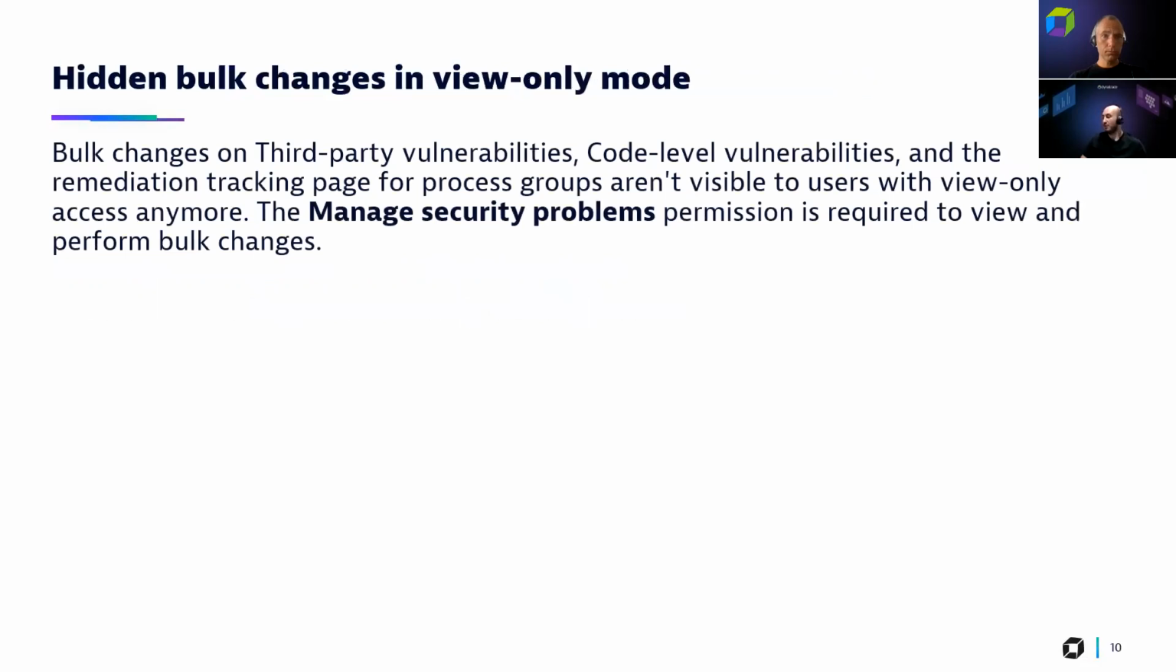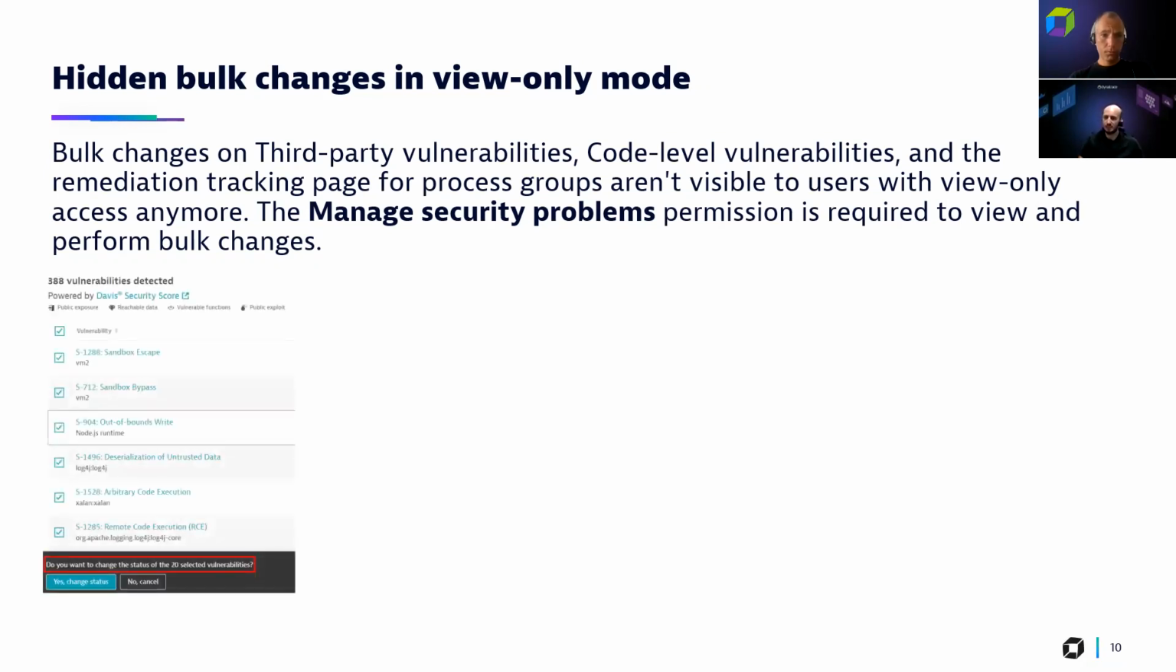Again, on the security permissions, the manage security problems permission is required for you to view and perform bulk changes. You know that bulk changes on third-party vulnerabilities and code-level vulnerabilities are a process that is useful for you to trigger large-scale actions on your security analysis needs. And here is an example where we detected 388, I guess, vulnerabilities on this demo environment, and you can trigger these bulk actions that only require the manage security problems permission for you.